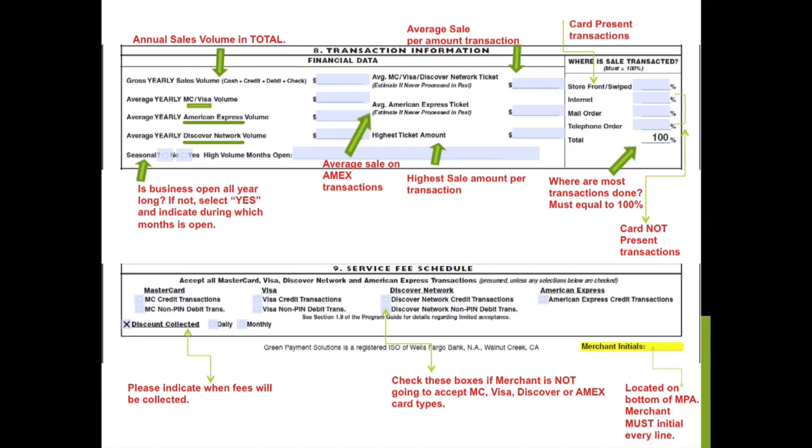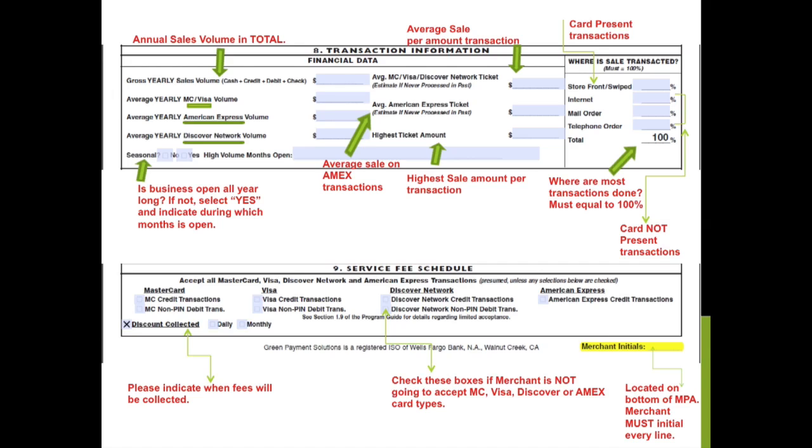And then to the very right, we have where is sales transacted. Here we would like to know the percentage of the transactions that are actually swiped, in other words, face-to-face or card present, the percentage of sales that are done over the internet, and the percentage of sales that are done over the MOTO vehicle, in other words, through the mail or through the telephone. And please make sure that the percentages add up to 100%.